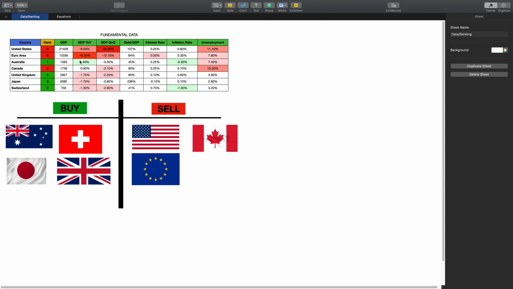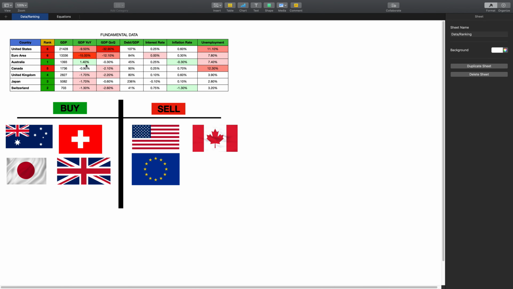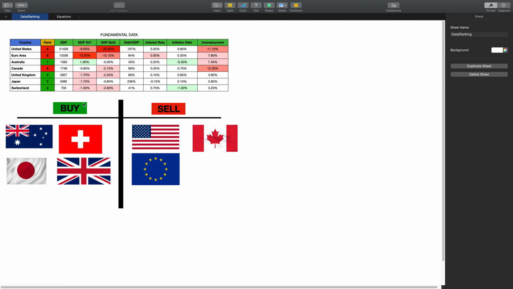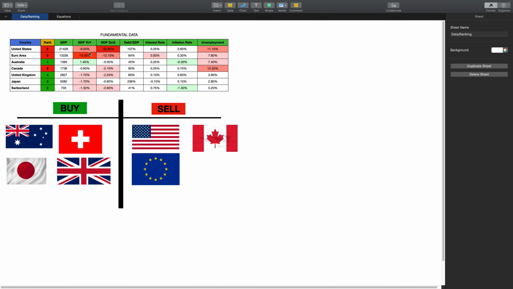The lower the better. That's why Aussie is number one for GDP year over year, because they're the only one that is actually not negative year over year. The euro is minus 15%. That is the worst, so therefore they get the 6. The reason they get 6 and not 7 is because two countries are the same, the UK and Japan. So they both got a score of 4. But that's how you do GDP year over year.